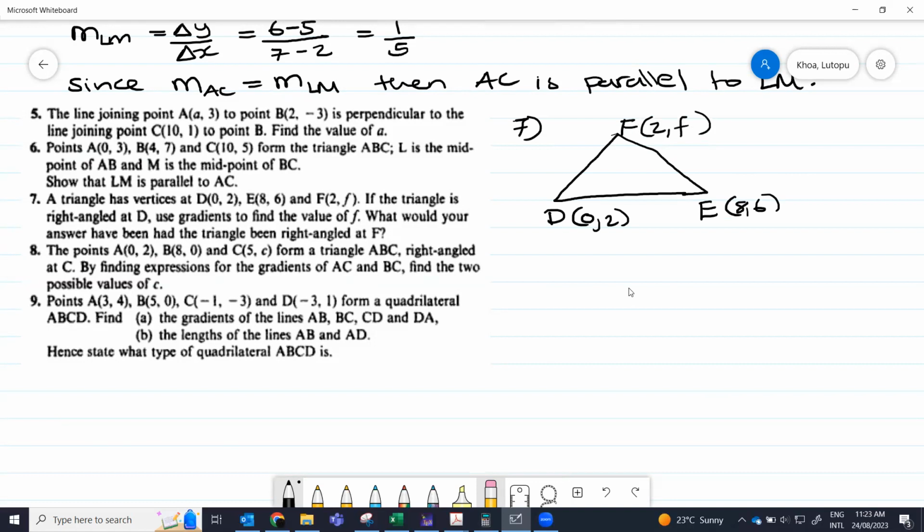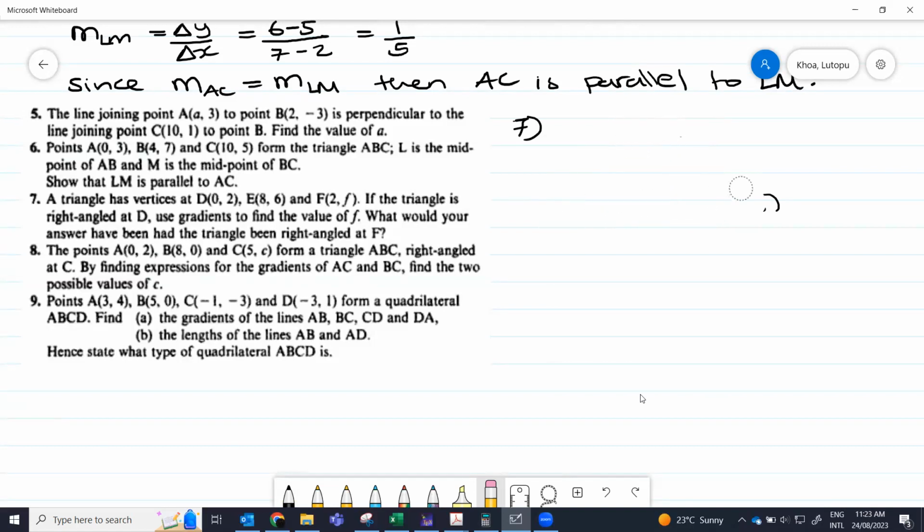Now we are told that the triangle is right angled at D. So in my sketch, I should have read everything before I sketched it. If there's a right angle at D, it'll look slightly different. Let me just redraw it. It'll look something like this. This is D, E, and F, because the right angle is at D.